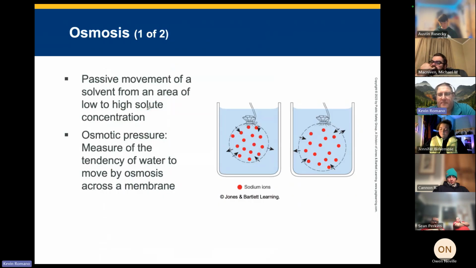So osmosis is a passive movement of a solvent or liquid from an area of lower solute to one of higher concentration through a selectively permeable membrane. The membrane is permeable to the solvent, but not the solute. So osmotic pressure measures the tendency of water to move by osmosis across a membrane, right? So as you can see, the sodium ions here. So where would this be important within the body?